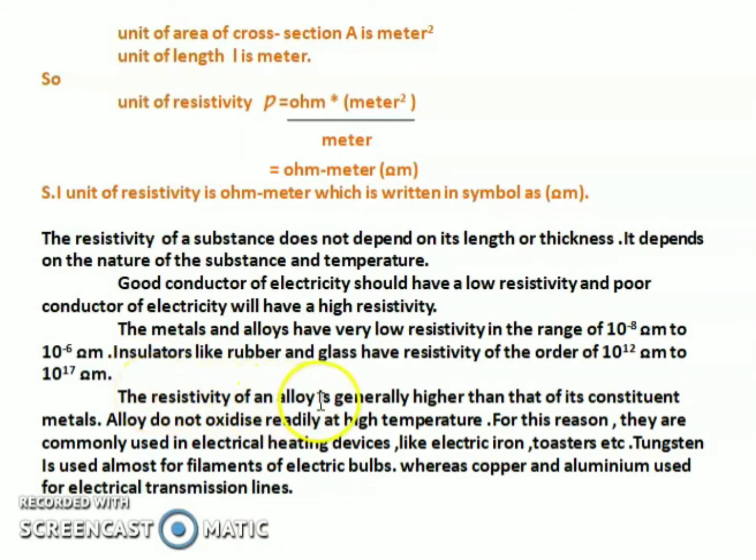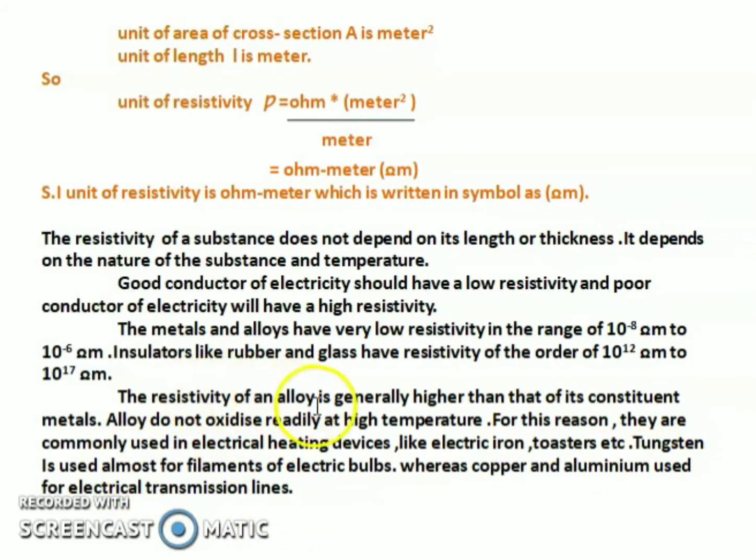The resistivity of an alloy is generally higher than that of its constituent metal. The alloy does not oxidize readily at high temperature. For this reason, they are commonly used in electrical heating devices like electric iron, toaster, etc. Tungsten is used almost for the filament of electric bulb, whereas copper and aluminium are used for electric transmission line.